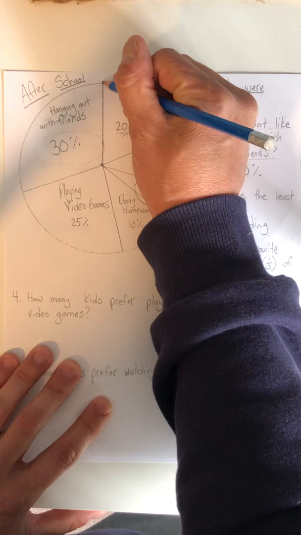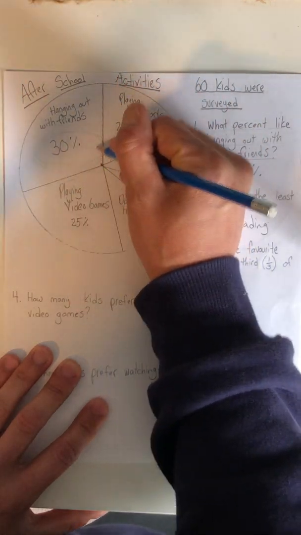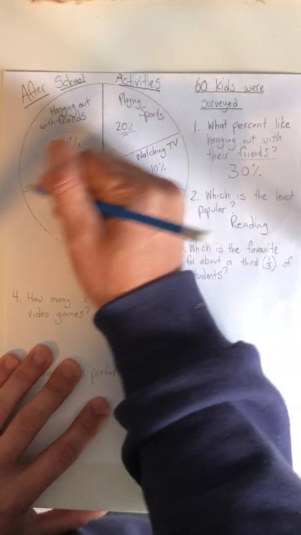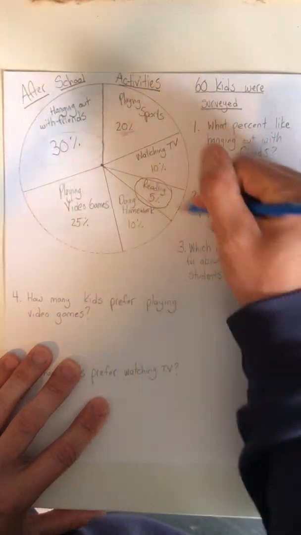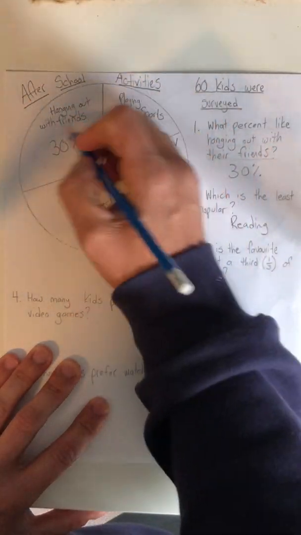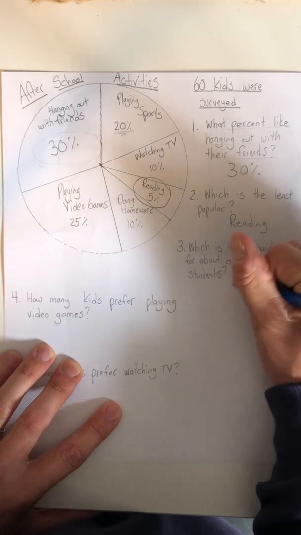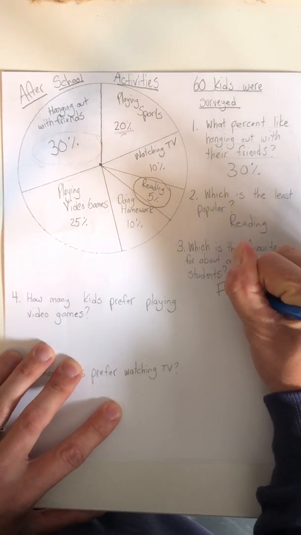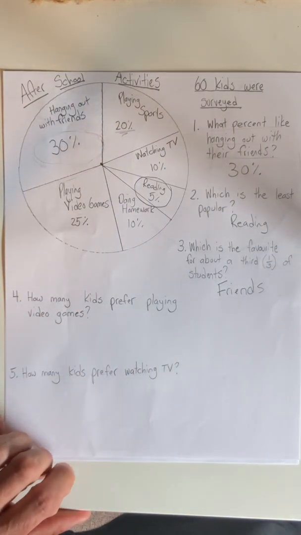And also, if you look, it's about a third of our circle. If you think about us dividing the circle up into 3 different parts, it's about a third of our circle, that's that chunk. So hanging out with friends is the one that's about a third.